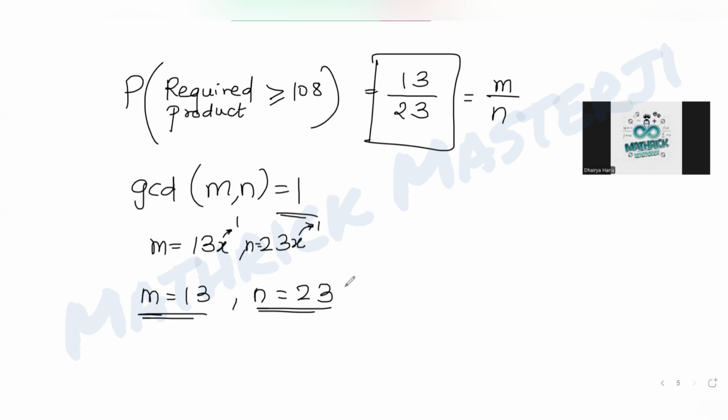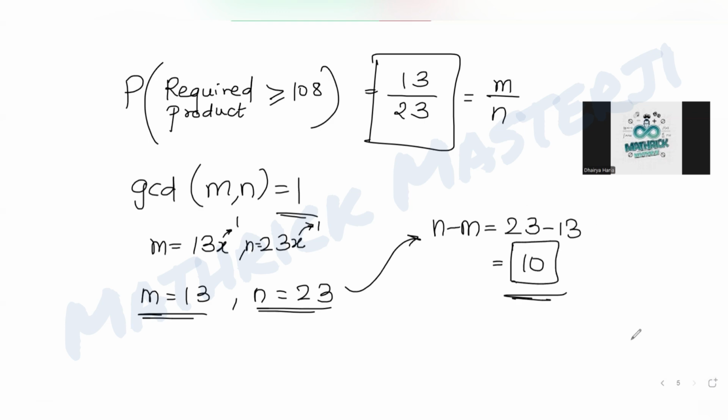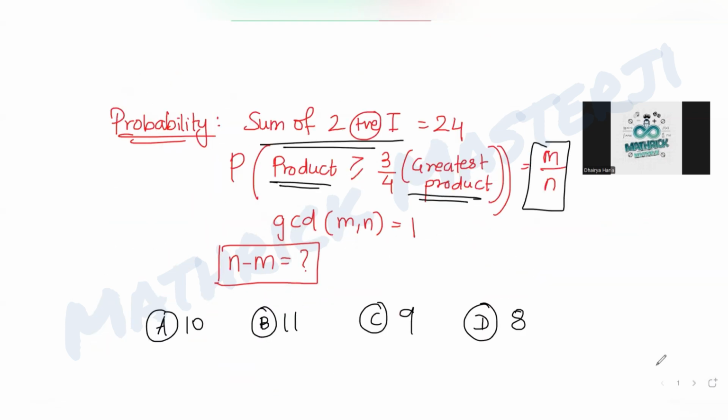Now, once I have that, the question is asking me to figure out just the value of n minus m. And that basically becomes 23 minus 13. That is 10. So I get the answer to the question, and that's 10. If I see the answer choice that matches here, it is option A. So this is how you solve the question.